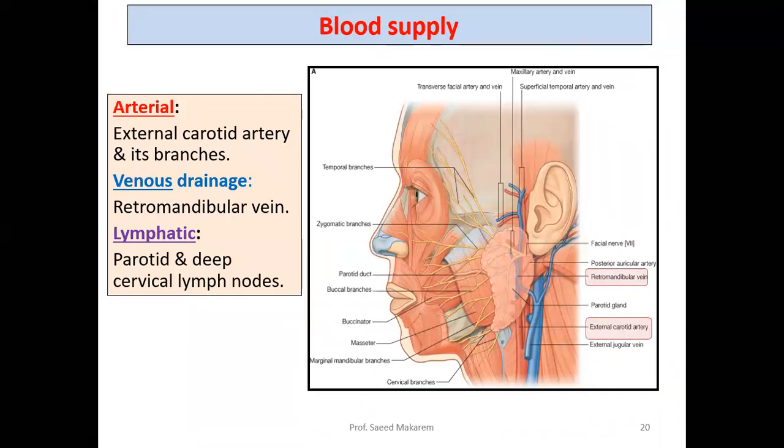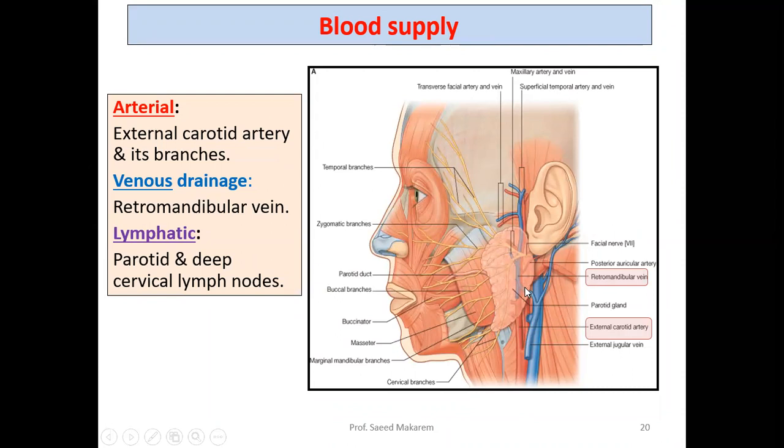Now coming to the arterial supply. You can see here, this is the external carotid artery which is passing through the parotid gland to give the maxillary artery and the superficial temporal. Here is the maxillary artery, and here is the superficial temporal. So this is the external carotid artery, around which is the sympathetic plexus. This is the external carotid artery and its branches, which will supply the parotid gland because it is passing through it. The venous drainage is through the retromandibular vein.